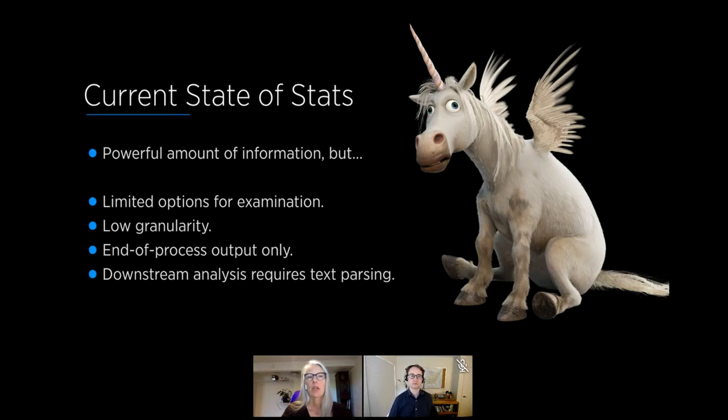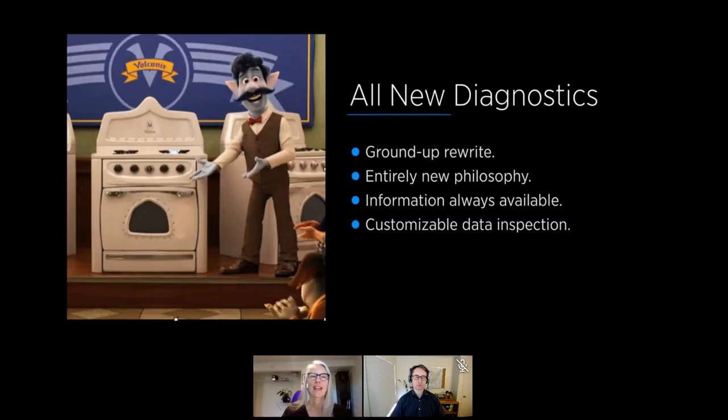So you might be thinking RenderMan already has stats, right? Well, it does. It has had since the early days. And there is a powerful amount of information available there, but the ways in which a user can access that data are limited. And most importantly, that data is currently not available until the render completes. And in these days of always-on rendering, we want always-on stats as well. So what do we do? We start from scratch.